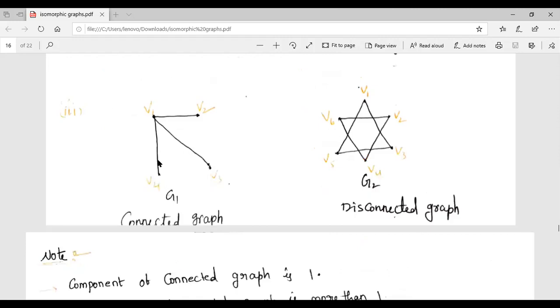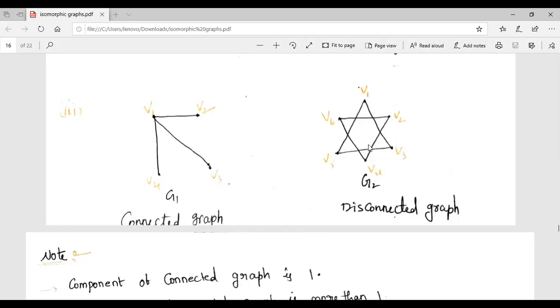Another example. If we look at G1, V1 to V3, there is a path V1 to V3, and V4 to V3 also there is a path: V4 to V1, V1 to V3. V2 to V3 is also a path: V2 to V1, V1 to V3. So every pair of vertices of this graph has a path. So this is a connected graph.